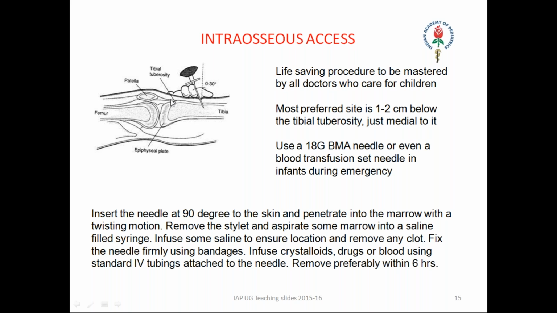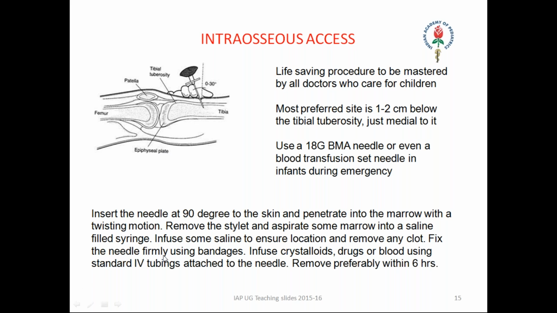Here you can see the tibial tuberosity, and 1 to 2 centimeters below, and just medial, you can introduce the bone marrow, sorry, intraosseous needle. Use an 18 gauge bone marrow aspiration needle or even a blood transfusion set needle in infants during emergency. If you don't have an intraosseous needle, you can get a blood transfusion set needle during emergency time.